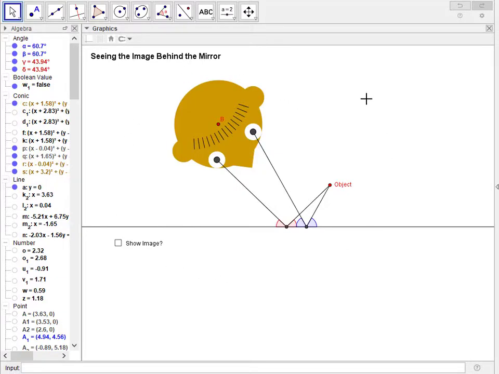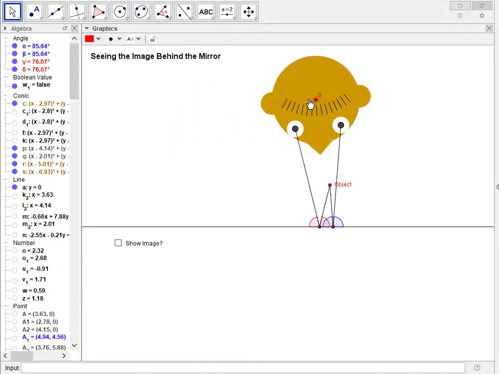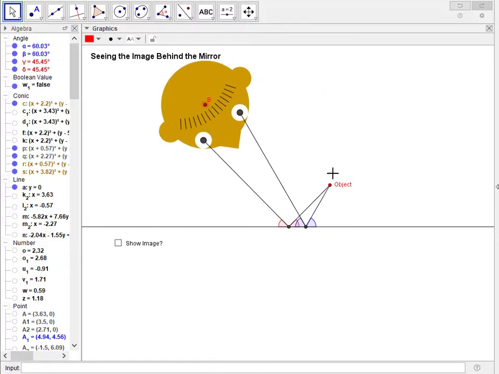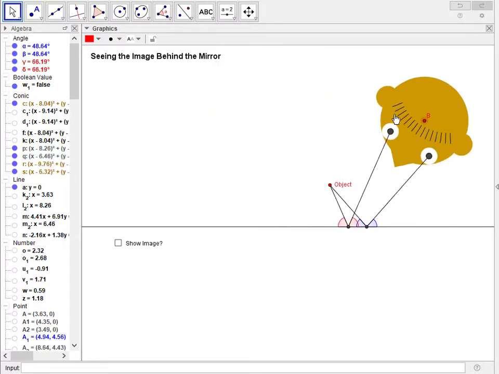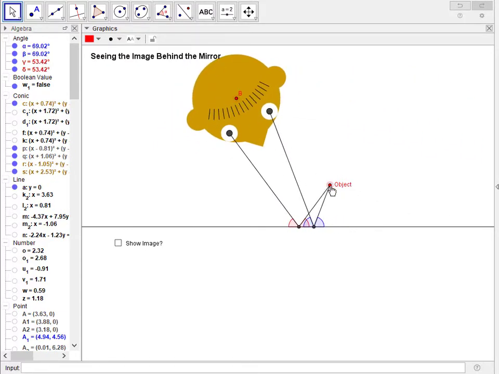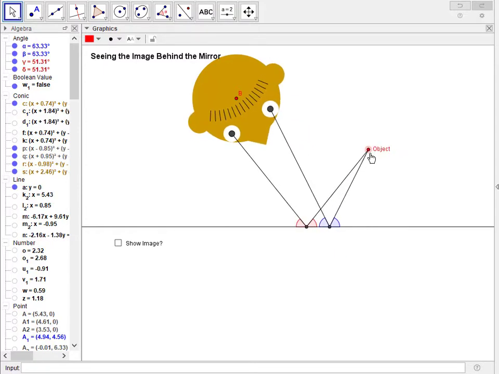This is actually a demo that I included with my geometry course. We have a person over here, and I can move that person around. That person is looking at this object in this mirror. No matter where I position the person, no matter where I position the object, notice that the rays from the object are bouncing at equal angles, and this is the ray that ends up in this eye, and this is the ray that ends up in this eye.